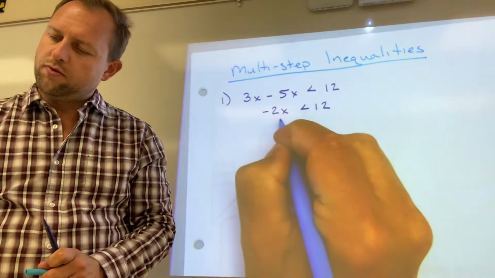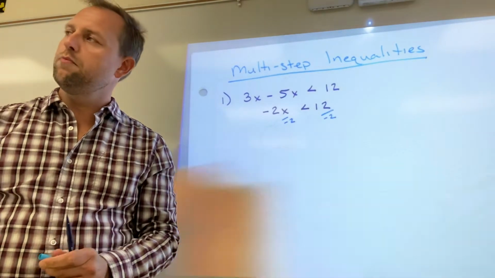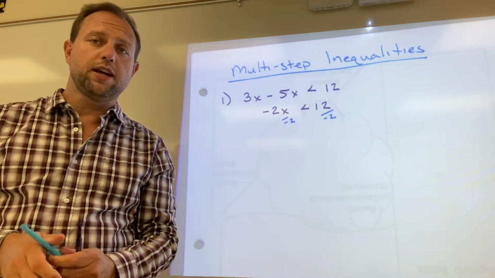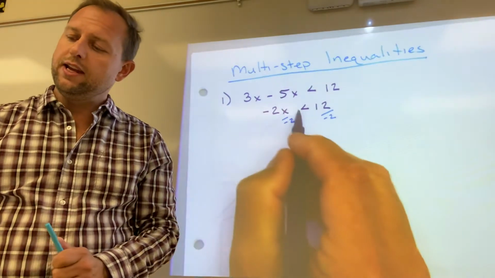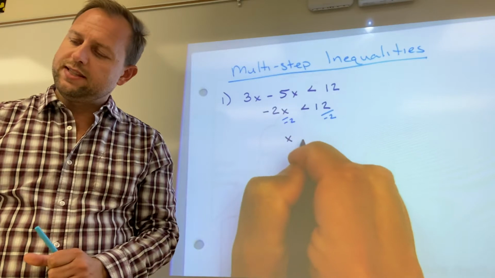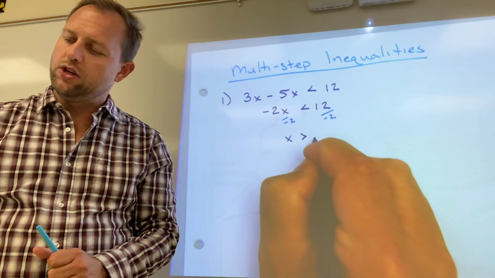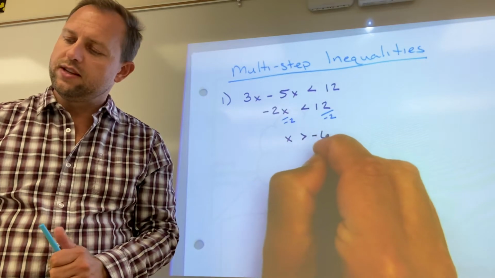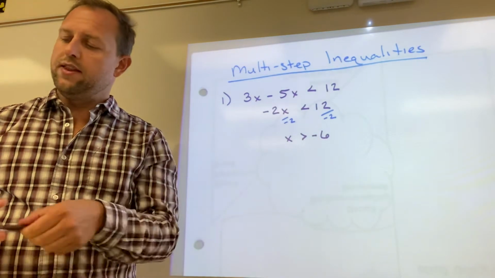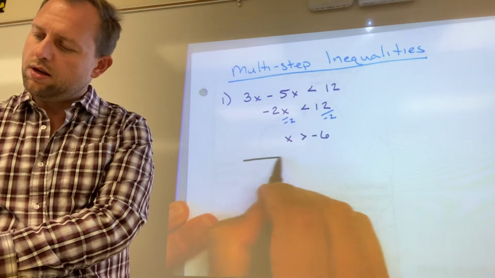We're going to divide through by negative 2. Now remember, when we divide through by a negative when we're talking about inequalities, it flips the inequality. So instead of it being a less than, it now becomes a greater than. 12 divided by negative 2 is negative 6. And then once we have that, we can plot it onto a number line.